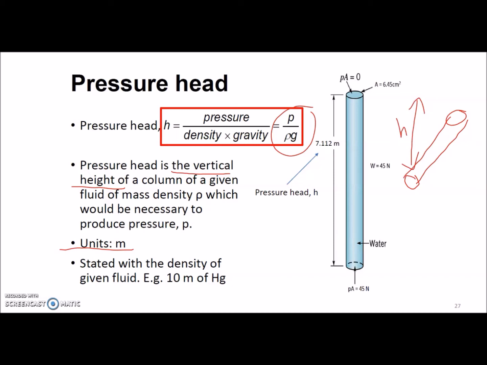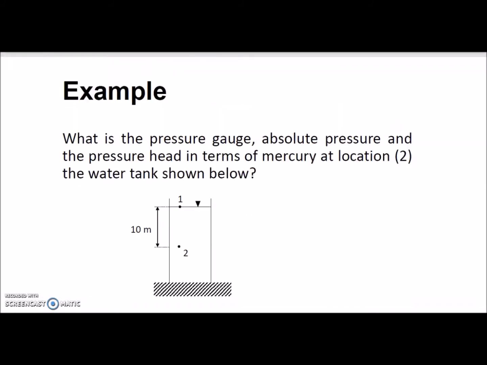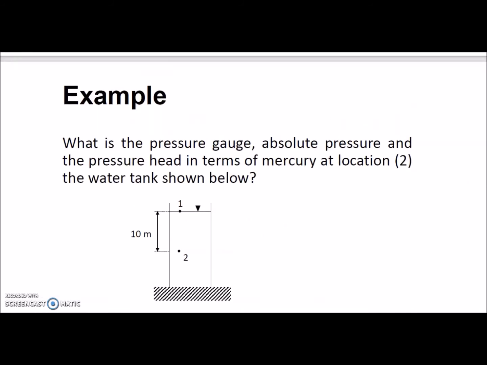Okay, so here from this pipe, we can see the pressure head is 7.112 meter. Okay, and then let's go through the examples. What is the gauge pressure, absolute pressure, and pressure head in terms of mercury at location 2, which is 10 meter below the surface?